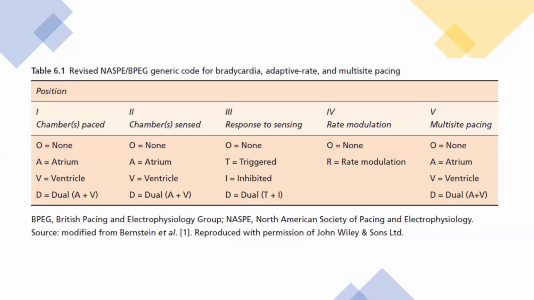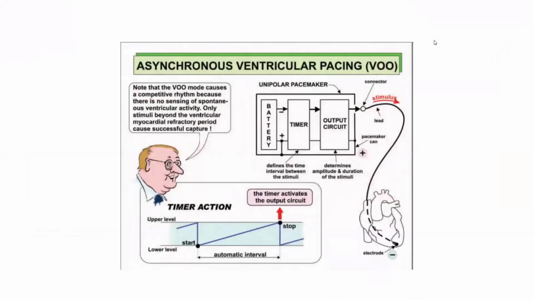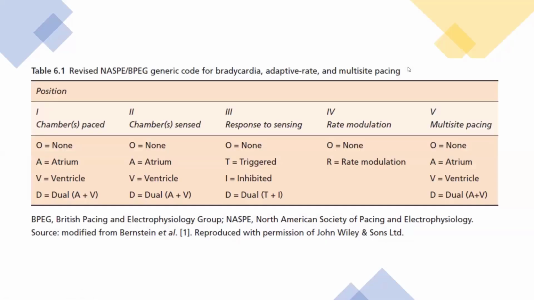The fourth letter is used with either R or nothing to describe the ability of the pacemaker to do rate modulation. What is meant by rate modulation is the ability of the pacemaker to increase its pacing rate when it senses increased activity of the patient. The fifth letter, which is not usually used, is used when we describe multi-site pacing, like in cases when we use CRT, we can use V, which means we are pacing the ventricle from both sides.